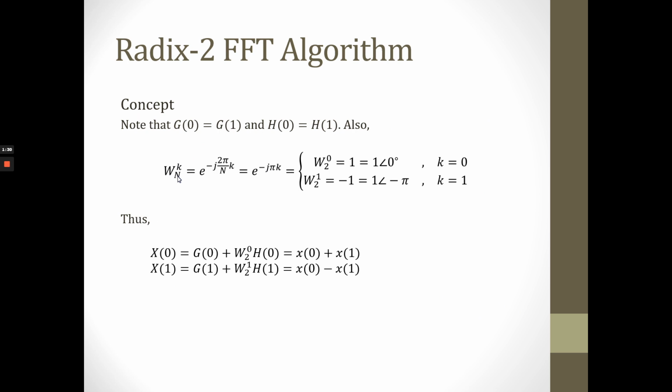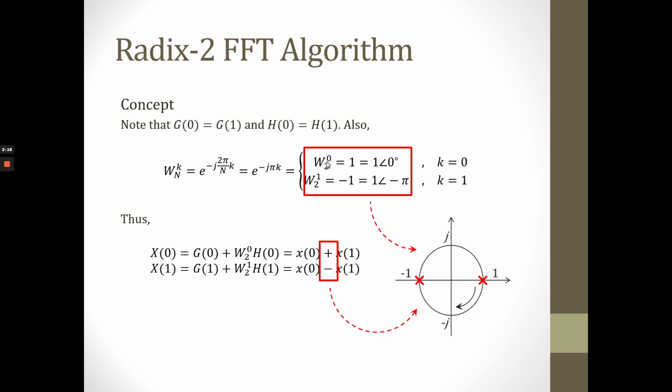So the next one is the calculation for W with the power of k for n point, and n is equal to 2. And we have this function. When we substitute n equal to 2, we have the exponent negative j pi k. This one, based on Euler's identity, is equal to cos omega k minus j sine omega k. And when we substitute this, for k equal to 0, we have this value 1, which we convert into polar form, magnitude 1, phase 0. And then for k equal to 1, we have this value negative 1, the magnitude is 1, the phase is negative pi.